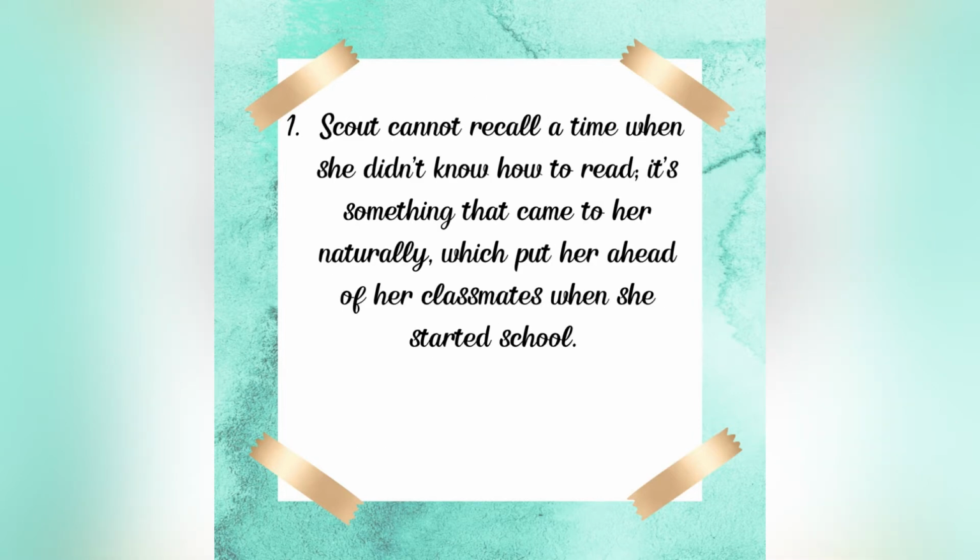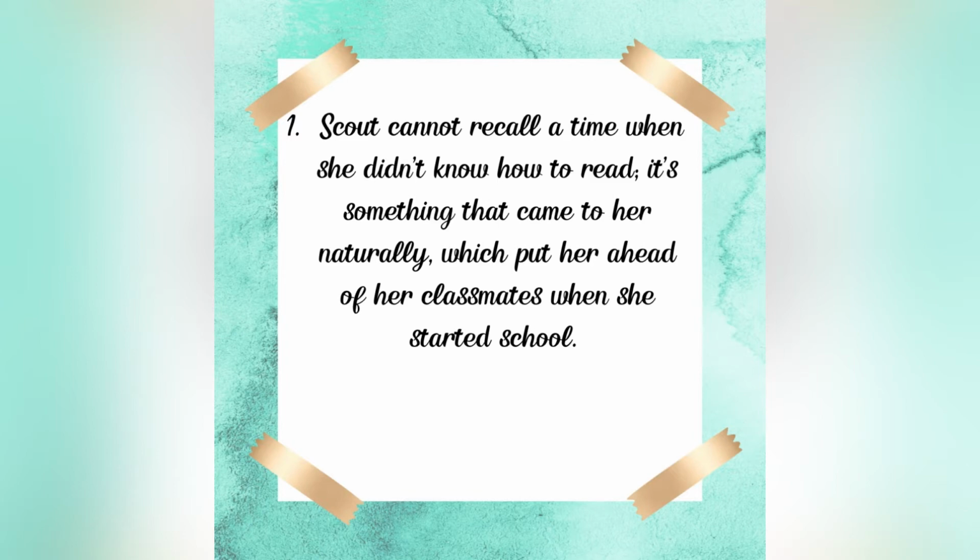Now we should explain the quote in our own words and connect it to our original argument. For example, Scout cannot recall a time when she didn't know how to read. It's something that came to her naturally, which put her ahead of her classmates when she started school. This is all my first argument about how Scout is academically advanced. I introduce my claim, I add a quote, and then I unpack the quote.